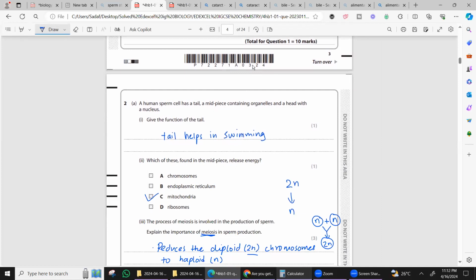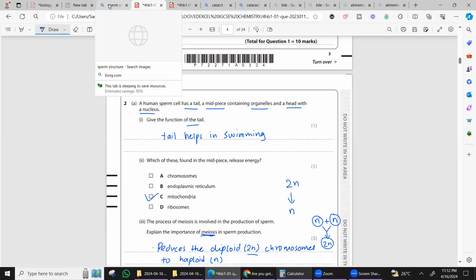A human sperm cell has a tail, a midpiece containing organelles, and a head with a nucleus. Give the function of the tail. In the sperm, the function of the tail is to help it in swimming or movement. Which of these found in the midpiece releases energy?